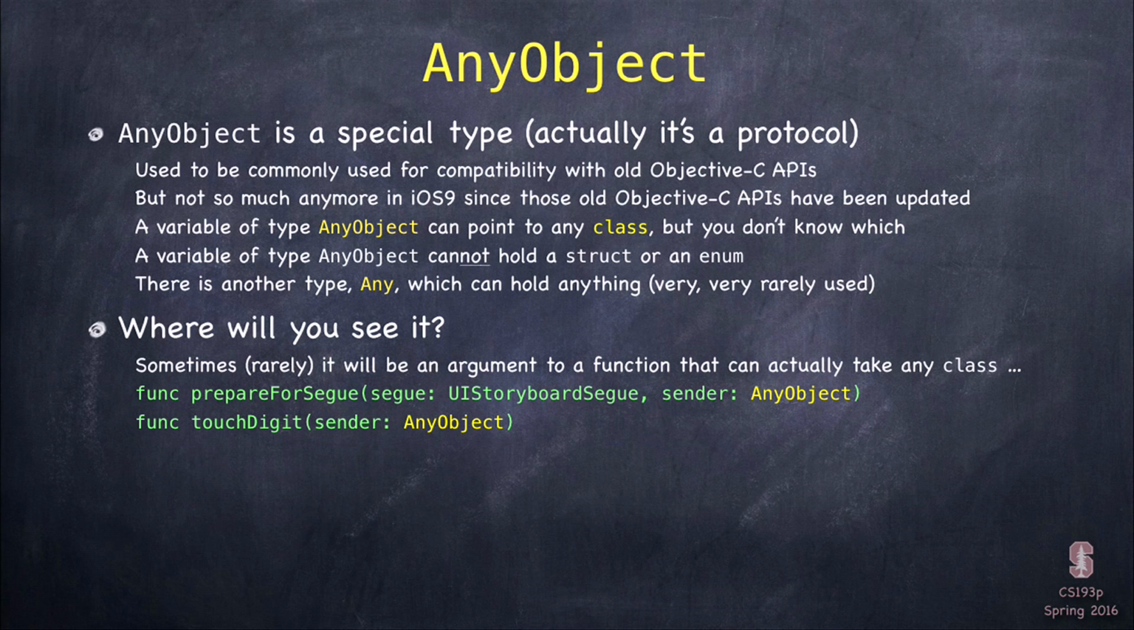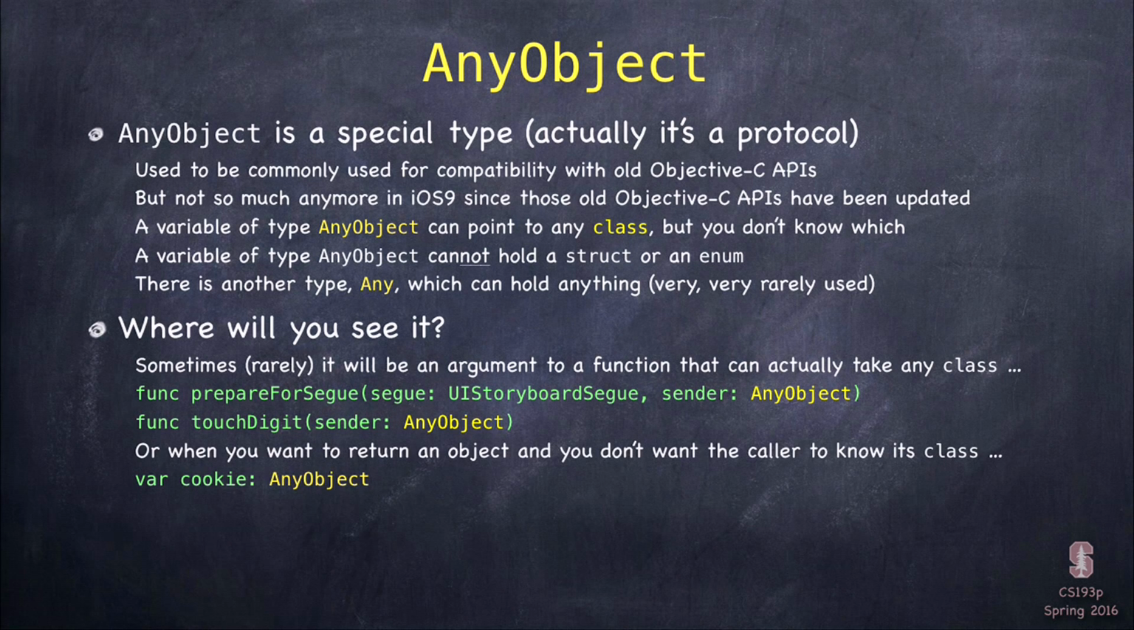Another example of that is touchDigit. When we control-dragged, remember we changed it from AnyObject to UIButton? If we hadn't done that, it would have created touchDigit with sender AnyObject, and then touchDigit could have been sent by a UIButton or maybe by a UISlider, or something else. We didn't do that because inside touchDigit we wanted sender to be a UIButton so we could send it currentTitle and other button things. But it could have been AnyObject.